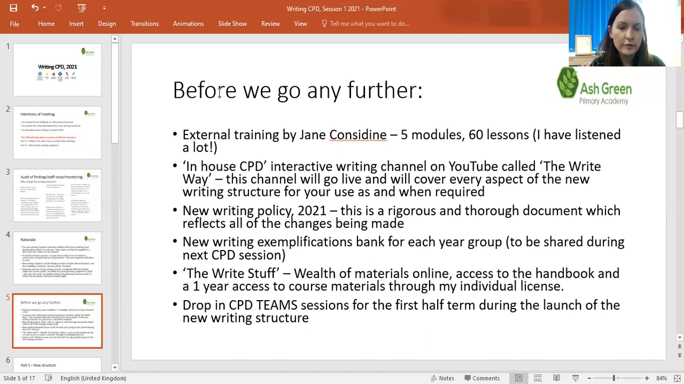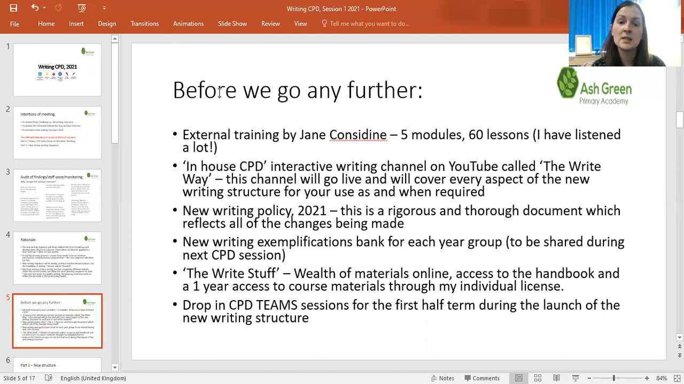The Right Stuff, the exemplifications bank. This is another aspect of writing I've been working on. I know that writing is the one that's really difficult to assess, and that's partly because we don't have standardised assessments for writing. So there is an exemplifications bank now for each year group. Again, I will share that in the follow-up meeting, and that hopefully is going to support teacher assessment and teacher judgment, and they can be used in PPM meetings.